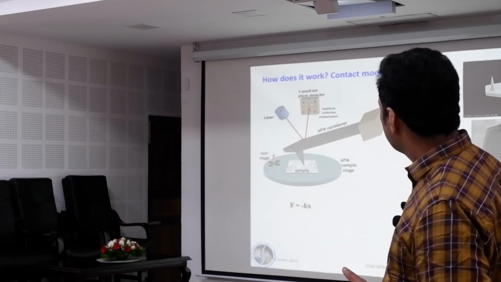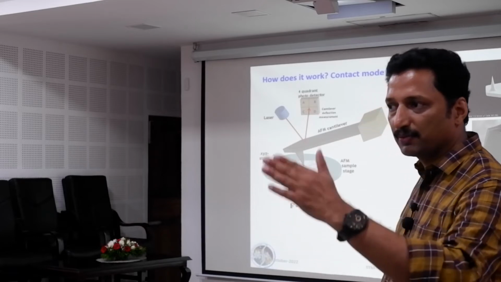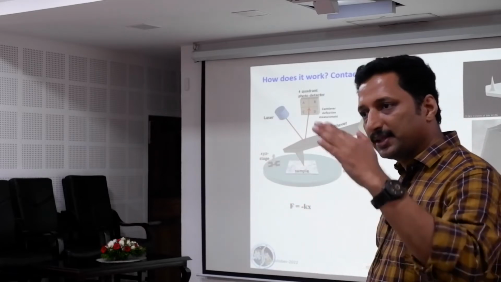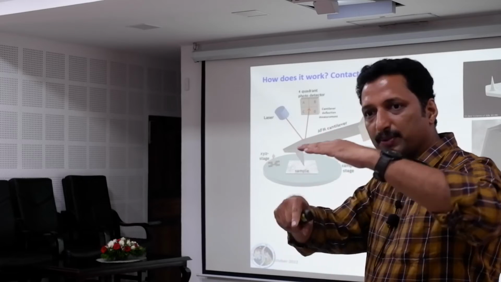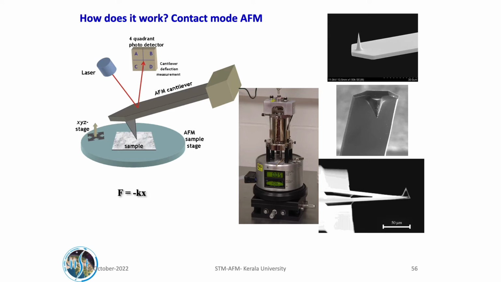So if it is deflecting like this, we can actually see where it is deflecting, how much it is deflecting, all those things we know. The deflection is proportional to the force between the tip and the sample, right? So more deflection means larger force. So we know whether it is very close to the surface or away from the surface. So instead of the tunneling current, here we measure the van der Waals force basically. This is the simple equation here, not like STM. So we have only this force constant of the cantilever.